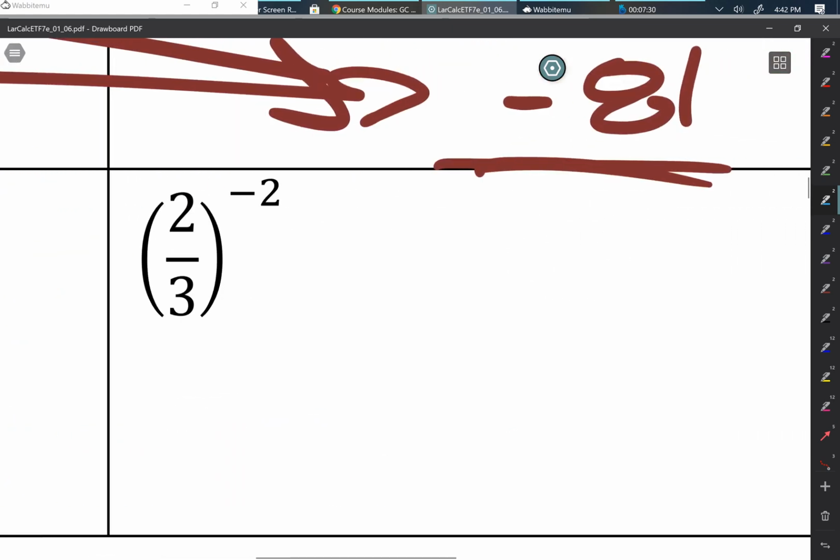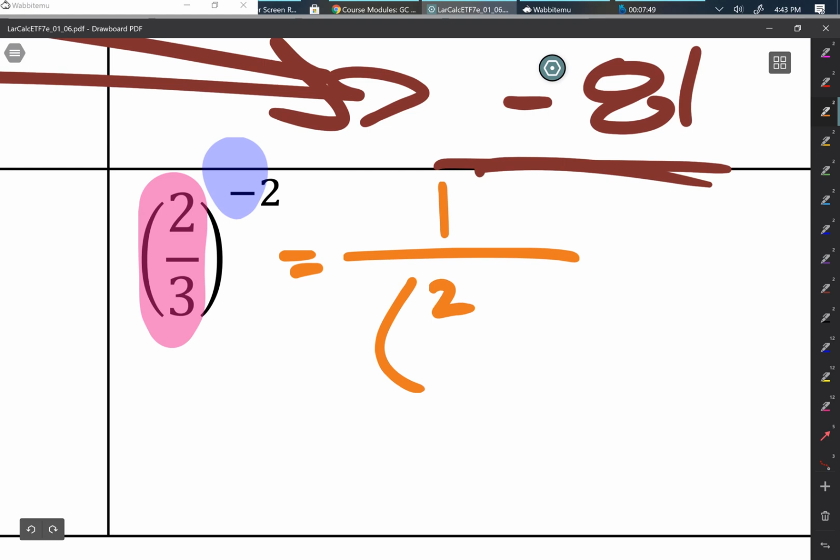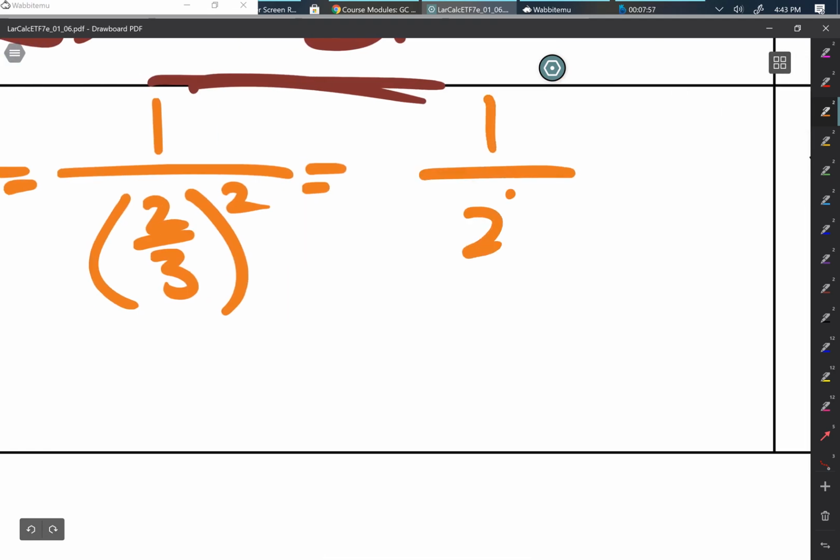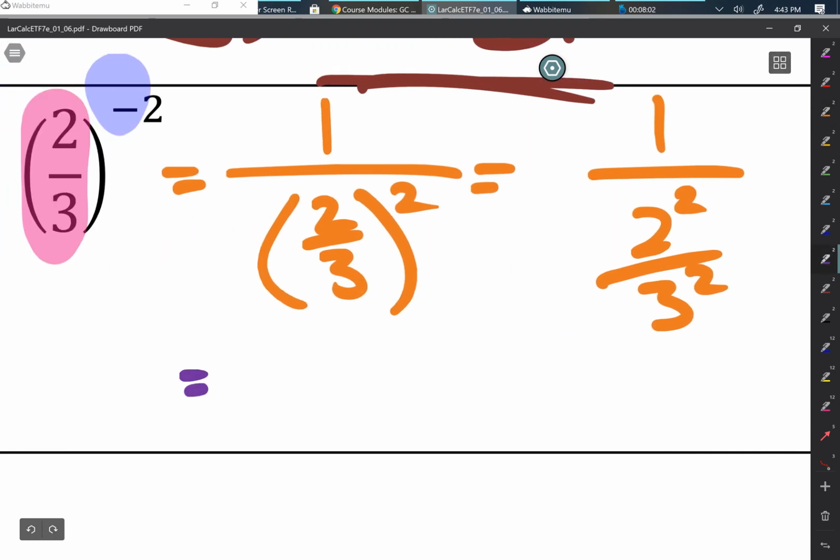How about this one? Now there's a lot to unpack here because there's a lot going on. First off, my base is now a rational number. My exponent is a negative number. So I've got to do a whole bunch of stuff here. Now, if I were to write all the steps out, what I'm looking at here is 1 over the quantity 2/3 squared, which then becomes 1 over 2 squared over 3 squared, which is going to give me 1 over 4 over 9, which would then give me in the end 9/4.